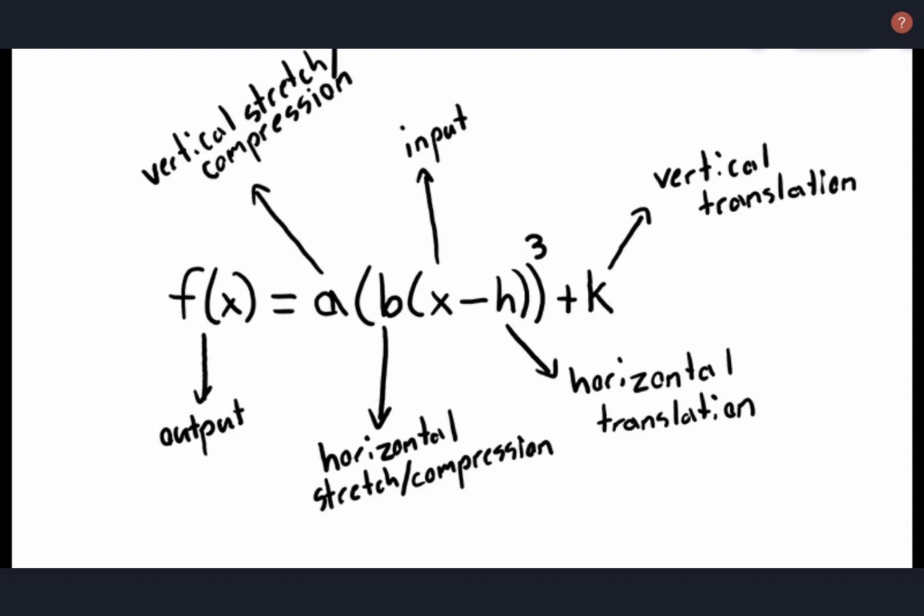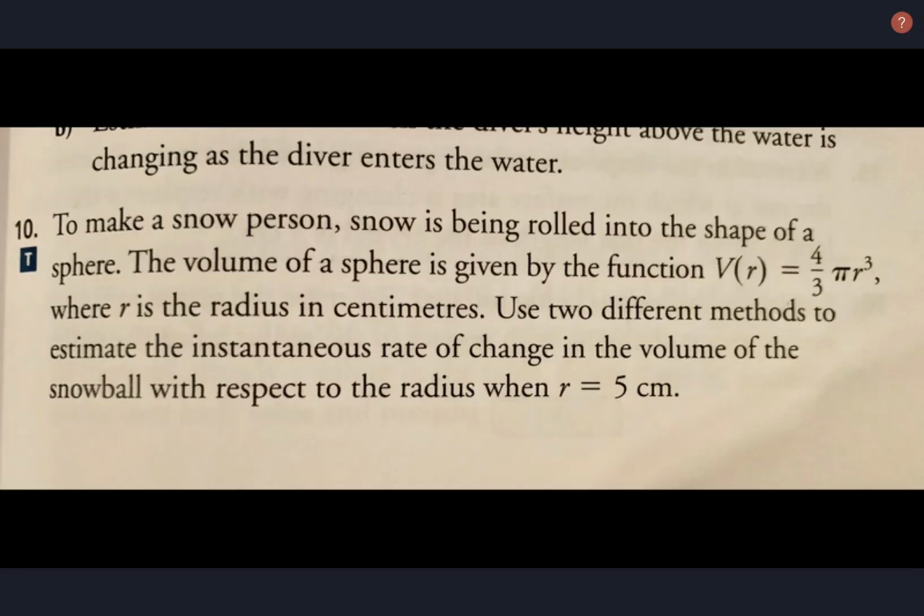Now to introduce the problem. To make a snow person, snow is being rolled into the shape of a sphere. The volume of a sphere is given by the function V of r equals 4 over 3 pi r cubed, where r is the radius in centimeters. Use two different methods to estimate the instantaneous rate of change in the volume of the snowball with respect to the radius when r equals 5 centimeters.